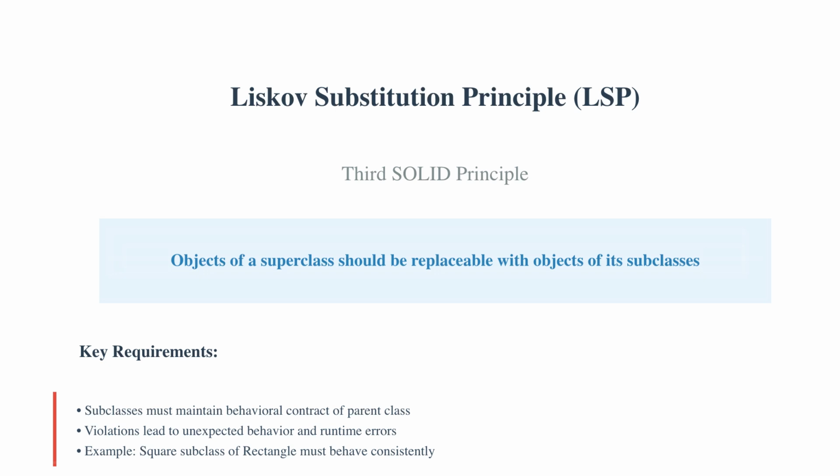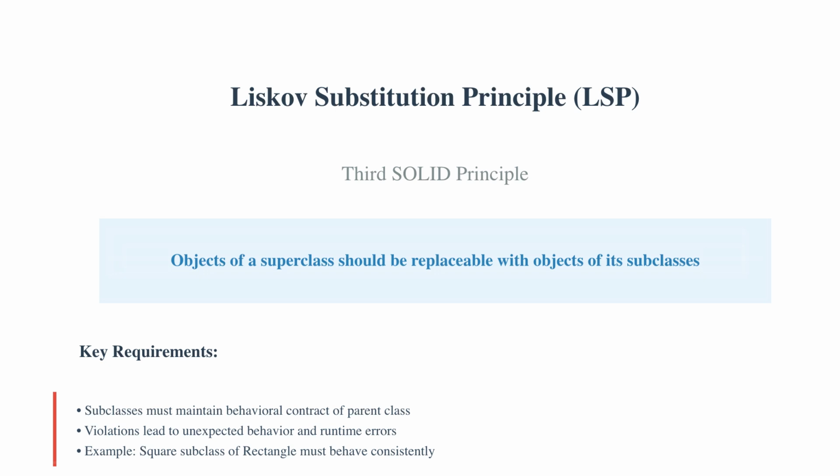Building on our understanding of SRP and OCP, let's now explore the third SOLID principle that ensures proper inheritance relationships in our code. The Liskov substitution principle, or LSP, is named after Barbara Liskov, who introduced this concept in 1987. This principle is fundamental to creating robust, object-oriented designs.